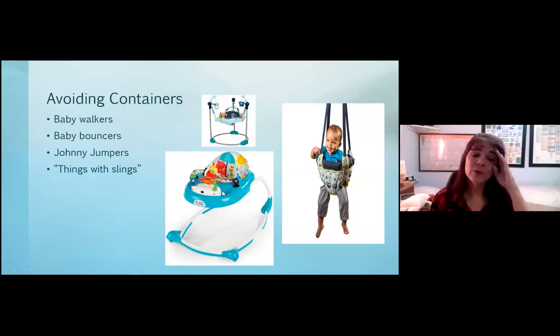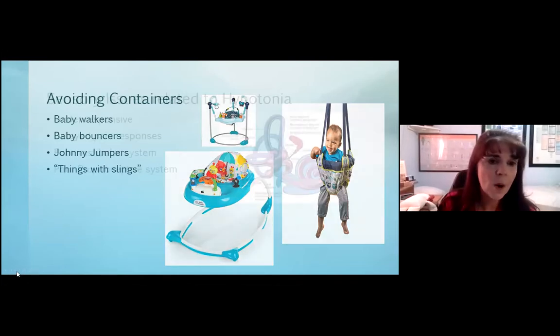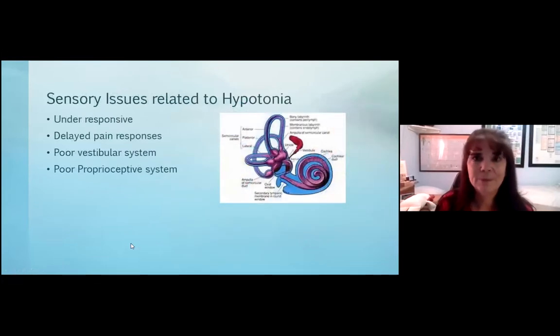As a matter of fact, they did a research study back in the 80s with identical twins. And they took one twin and put him in a baby walker a significant amount of time. And the other baby they left on the floor to develop. And the baby that was left on the floor walked 2 months earlier than the baby in the baby walker. So really, I'm going to encourage you to not use a lot of these particular things with slings, or minimize the time that they're in there.